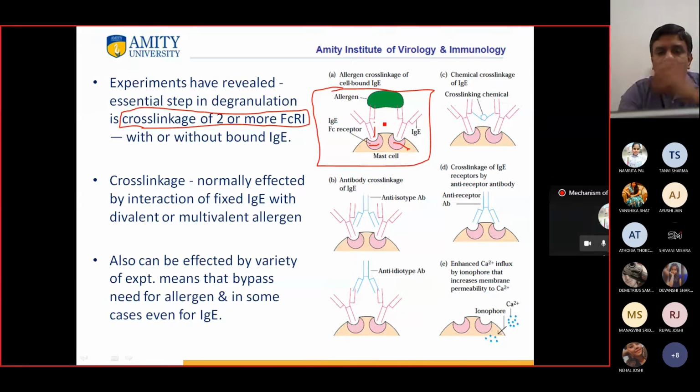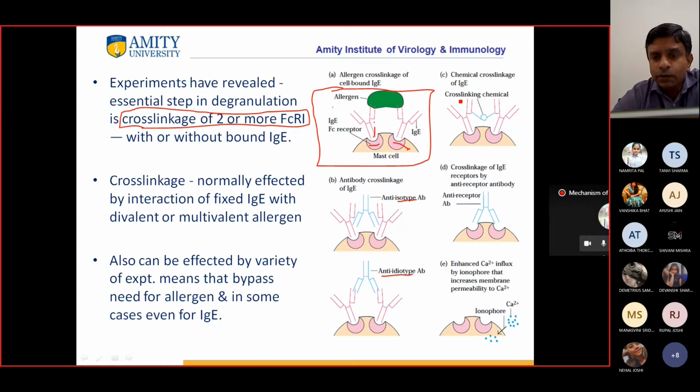Sometimes an antibody can cross-link IgE. So you can see here in this case, this antibody is the anti-isotype antibody. Isotype is against the heavy chain. So this antibody can cross-link, right? Or it could be anti-idiotype. I'm sure you know what this is. It is against the variable region domain, so it can bind here and cross-link, right?